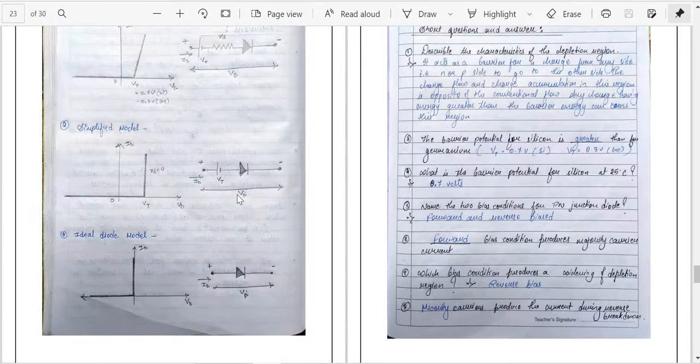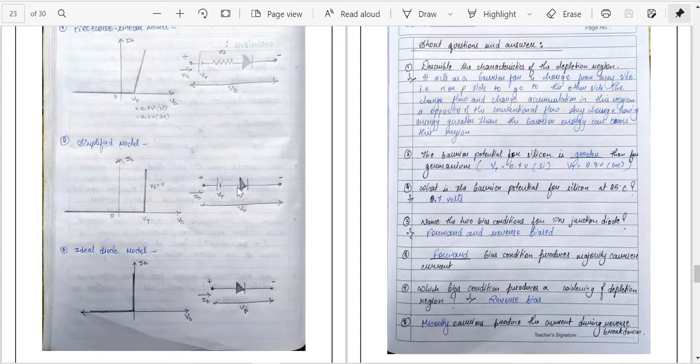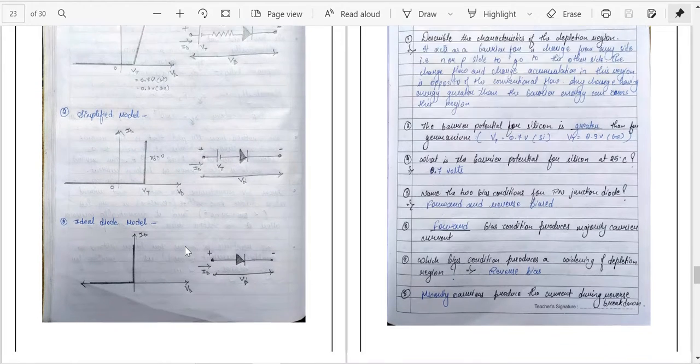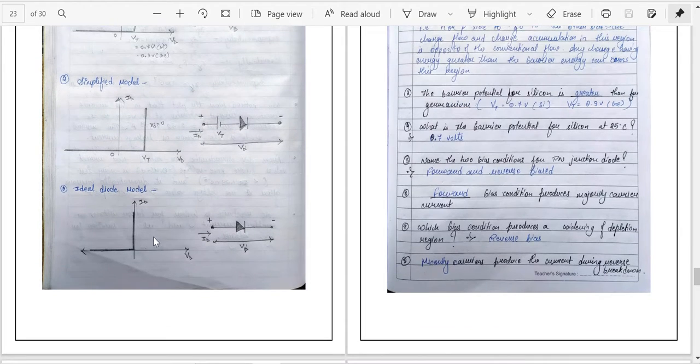Then in the simplified model, the dynamic resistance is considered to be 0. The diode only has the terminal voltage. So it can be represented over here as this circuit. VD is applied and current ID is flowing. And for the ideal diode model, both the terminal voltage and the dynamic resistance are supposed to be 0, and this is simply the equivalent circuit model.